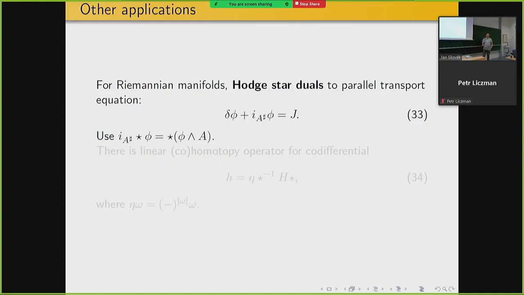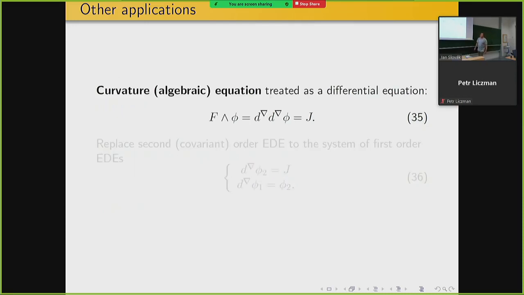And you can, by dualizing all these results, get another way of solving the equation. But you don't have to dualize, because you can define a cohomotopy operator, which is the Hodge star dualized homotopy operator, and you can work with this operator. Okay, then you can also solve this equation.